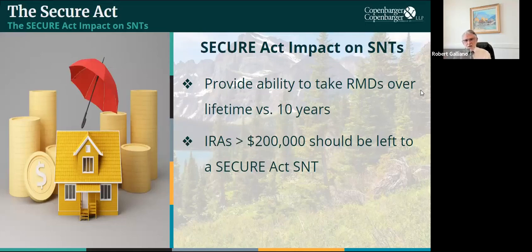Generally, if you're leaving an IRA that's greater than $200,000 to a special needs trust, then that trust should be updated to have what we call a Secure Act Special Needs Trust.